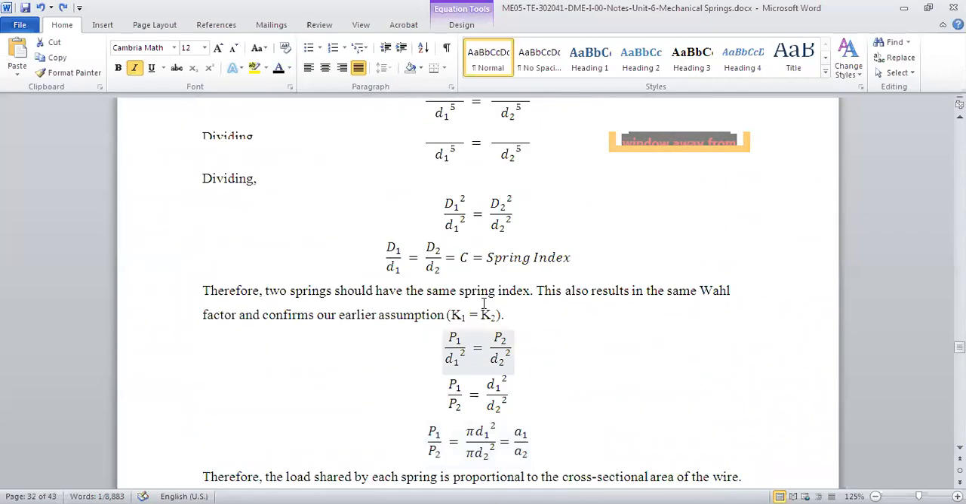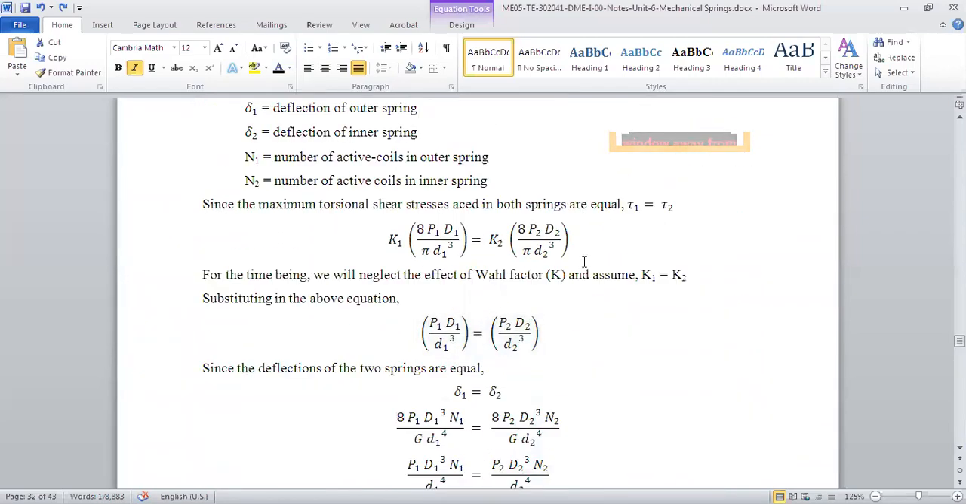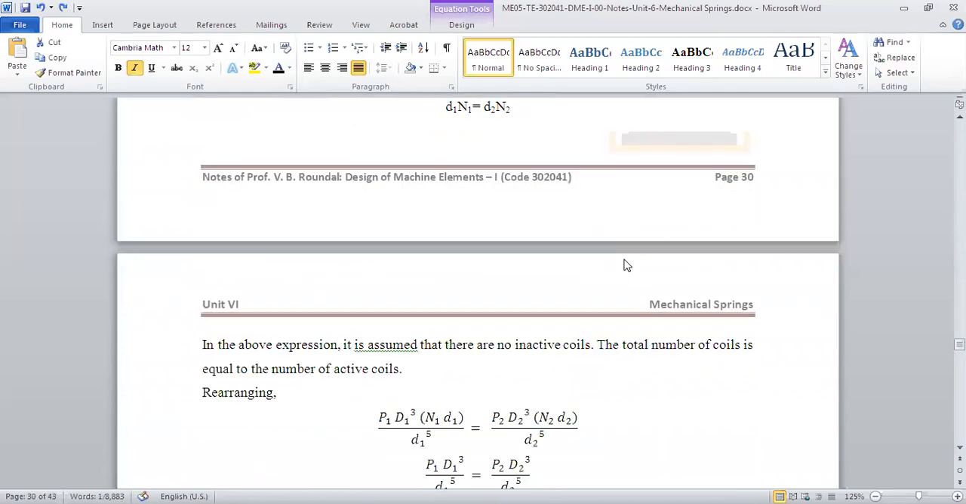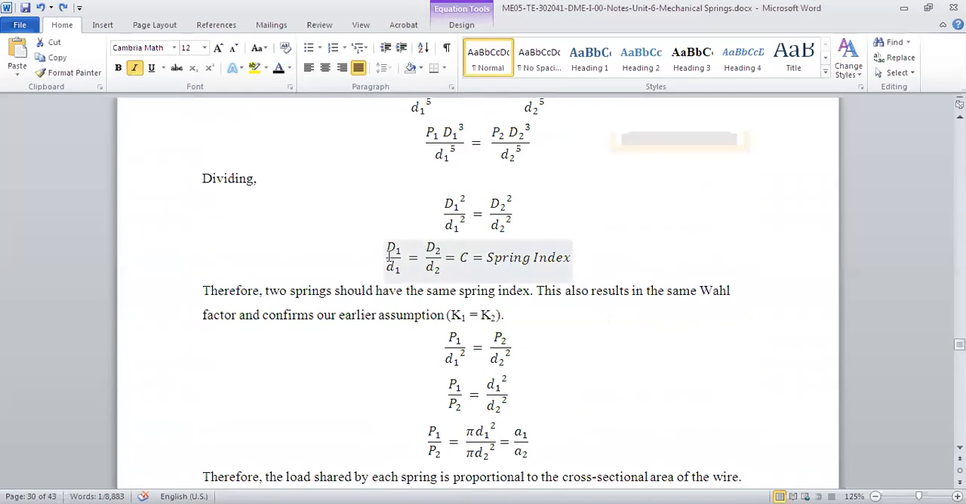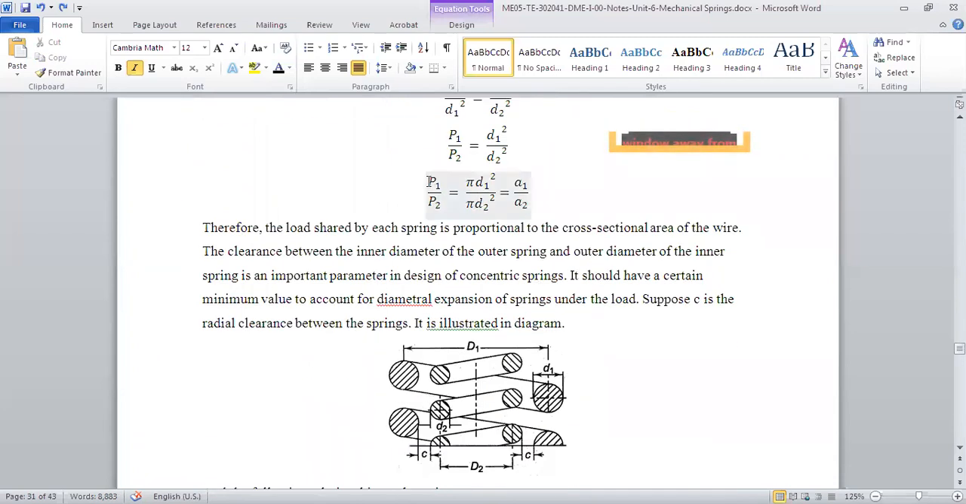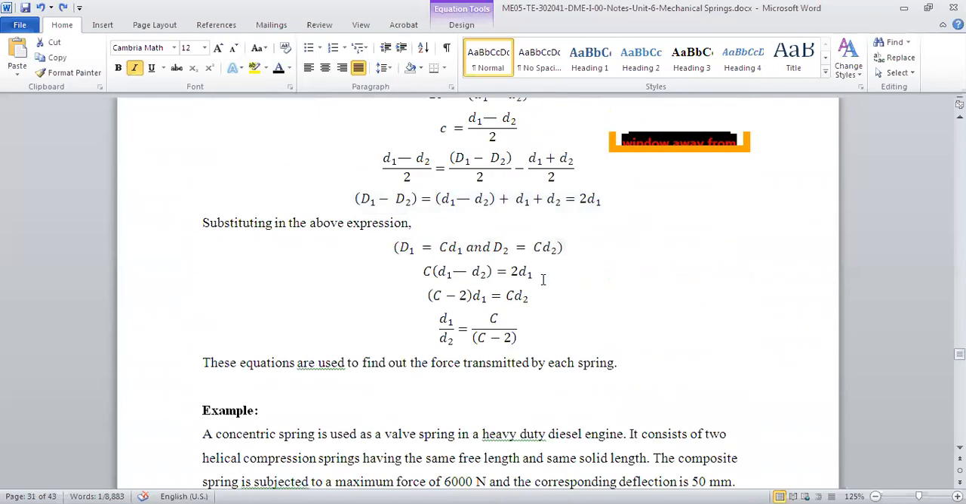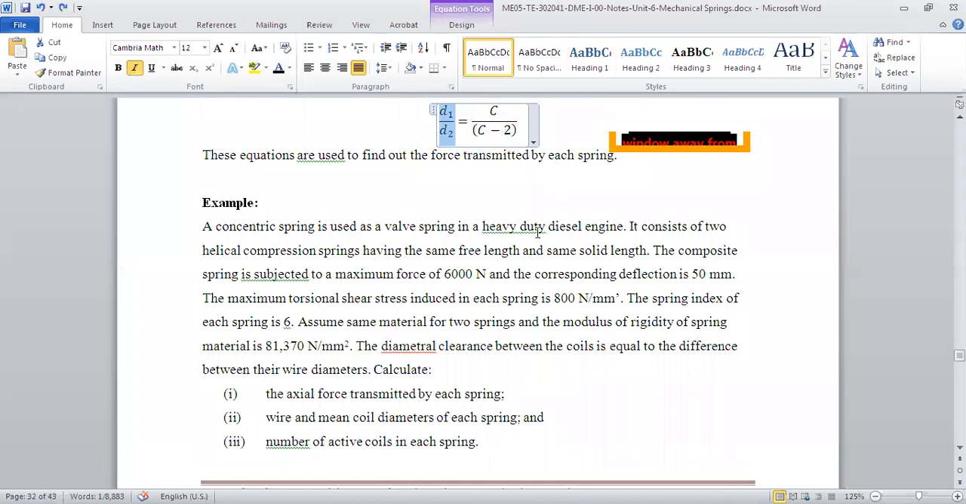So what we did in the design of the spring, we compared the shear stresses, we compared the deflection, and then we concluded that the spring index is the same for both springs, the Wahl factor is the same for both springs, the load taken by each spring is proportional to its cross-sectional area, and the diameter ratio is proportional to C upon C minus 2. Okay. So this is the theoretical part of the spring. Now we'll take a numerical on this.